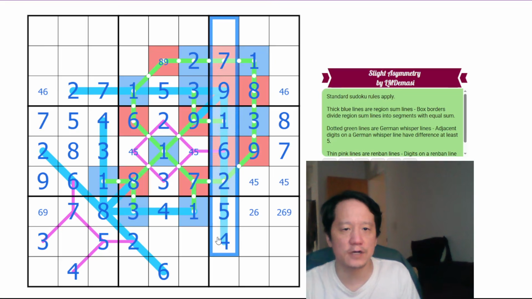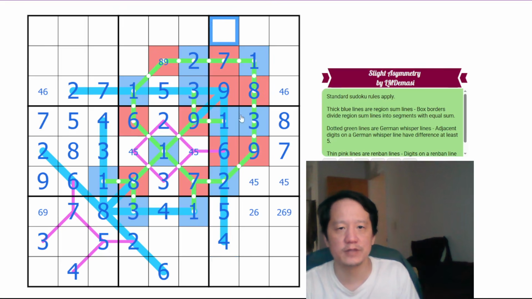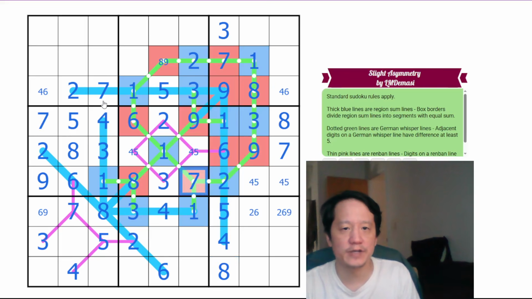Remaining digits in column 7. We have 3 and 8. This can't be 8 because of 8 in the box, so that's 3, which makes that 8. Remaining digits in column 2. We have 1, 3, 9. 3 cannot be here. 3 cannot be here, so 3 has to be here.